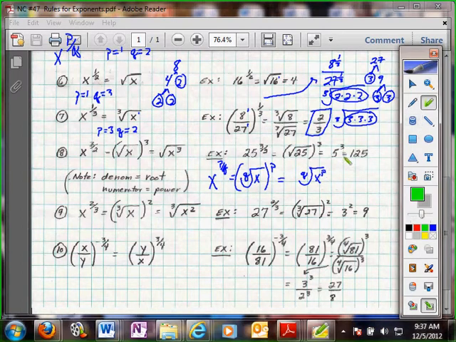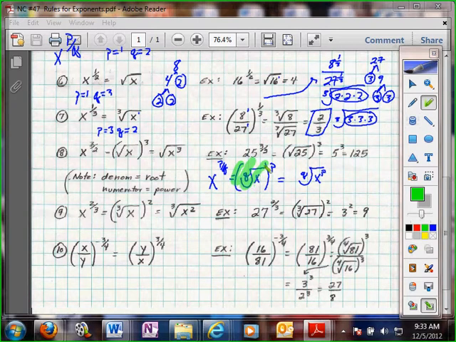And again, I will say that this is the one that is very beneficial when we start working out some problems in a second. That's the one I prefer to use all the time. Another way to look at it is that when you have these fractional exponents here, the denominator is the root or index number, and the numerator is the power.